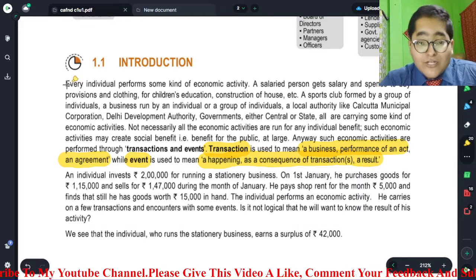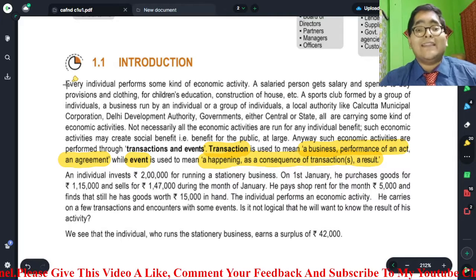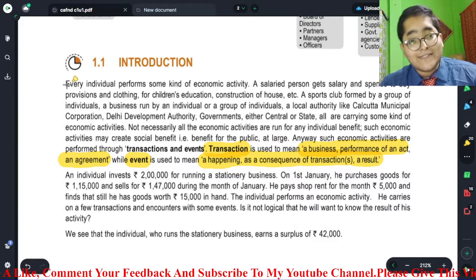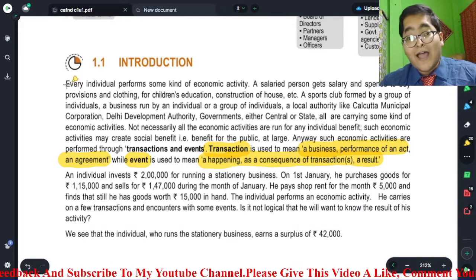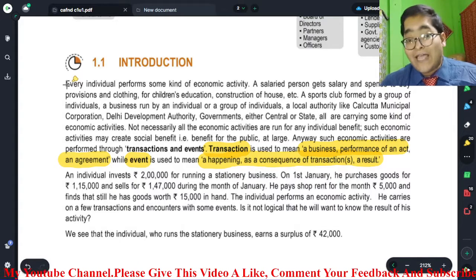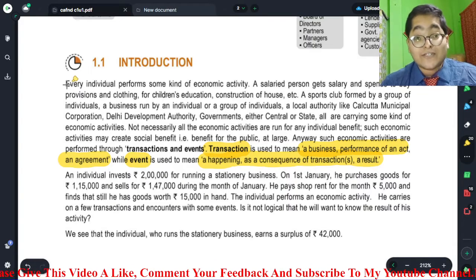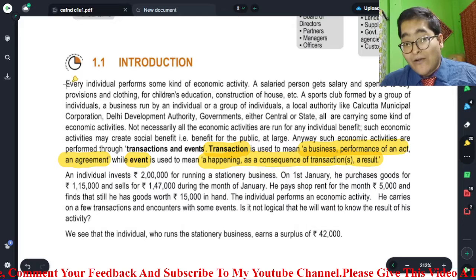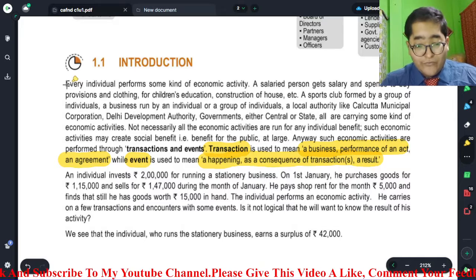The example of creating social benefit is through the government. The Indian government or the government of any country works for the social benefit of the citizens. So their expenditure is concerned with public demand, supplying goods to the public for their benefit. Anyway, such economic activities are performed through transactions and events. So here we come to the very important introduction where we learn about transactions and events. This is very important from the exam point of view.